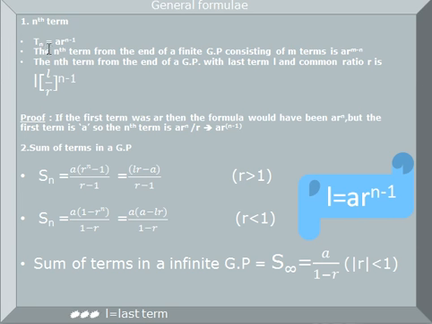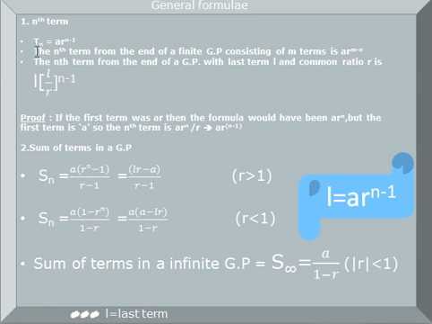Now here, the nth term from the end of a finite GP consisting of m terms is ar to the power of m minus n. Geometric progressions also exist as infinite series. So infinite terms can also be present, and we will find out about that in the future. Now, the nth term from the end of a GP with the last term L and common ratio R is L into L by R whole to the power of n minus 1.